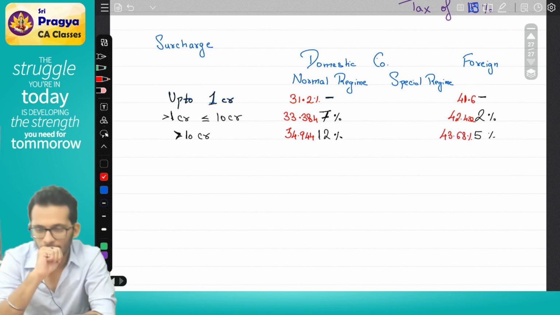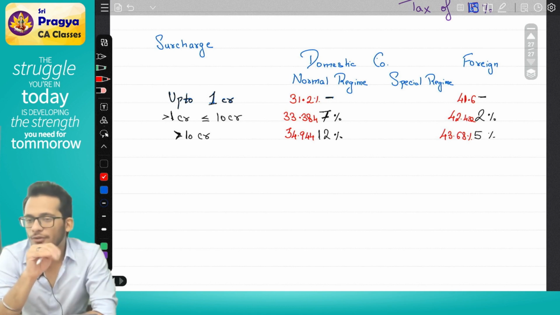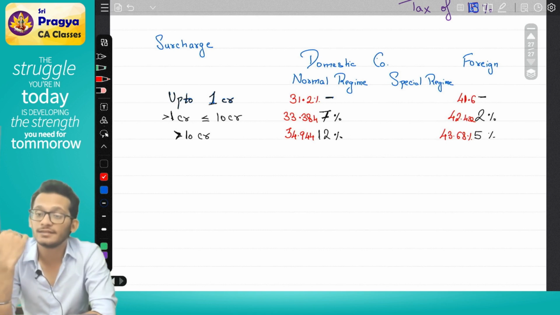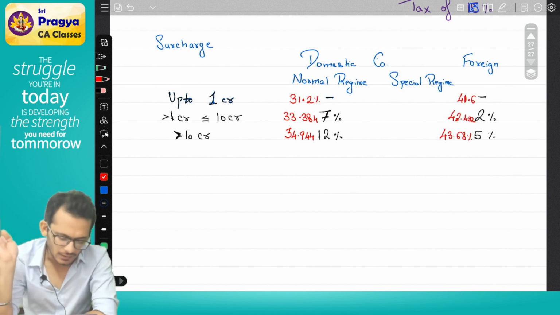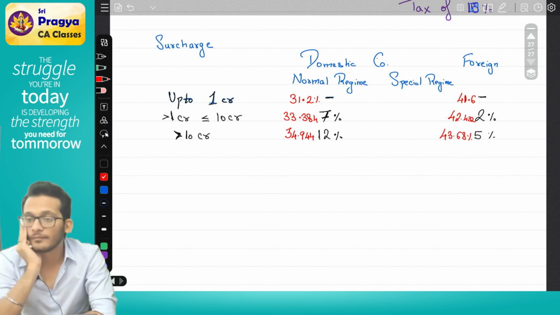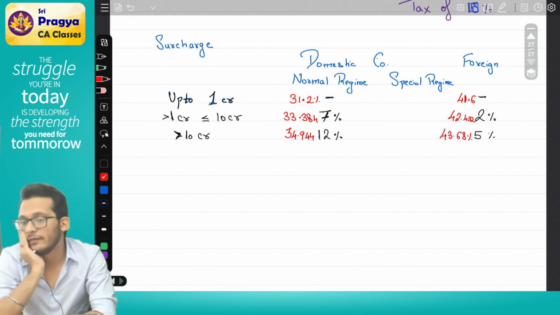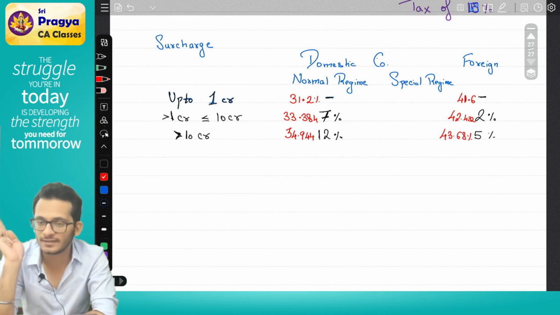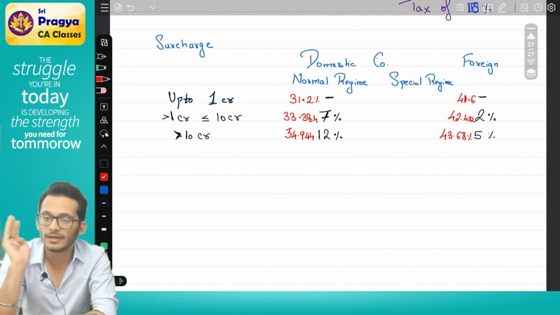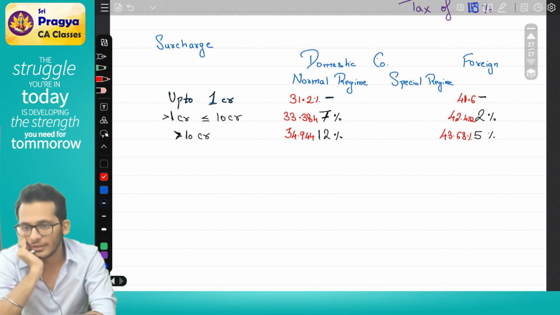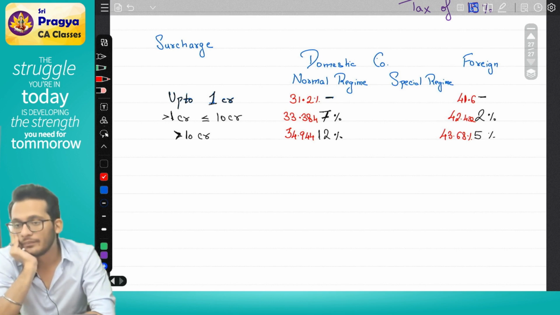Notice, no matter how you try, even though you gave higher surcharges for domestic company and use the highest rate of 30, still the rate is only 34.944 maximum. Foreign company, even though it is poor, is at least paying 41.6 and going up to 43.68. No matter how hard you try, foreign company is already at a higher rate, which means it is better for you to give lower surcharge. Clear?